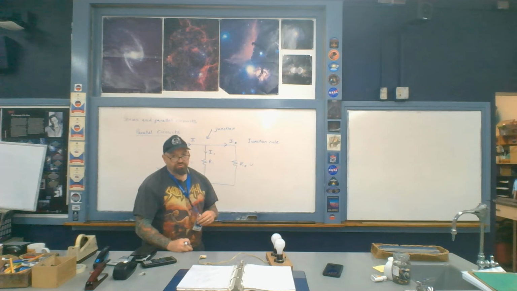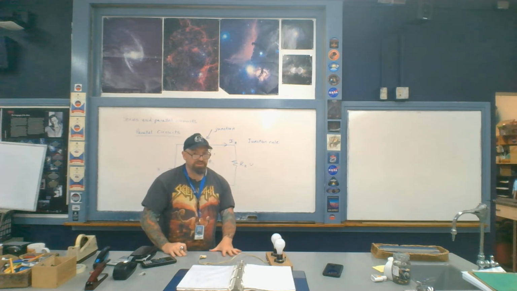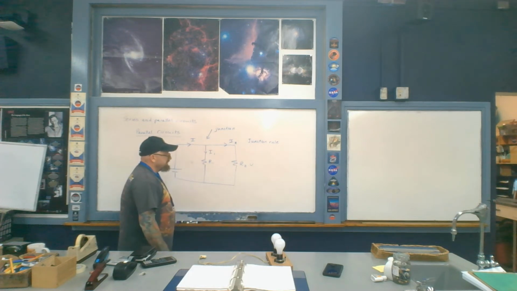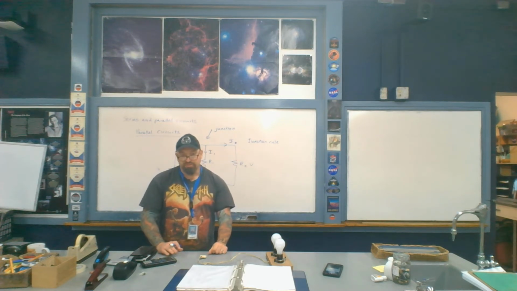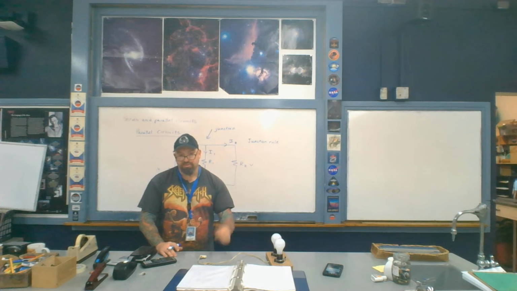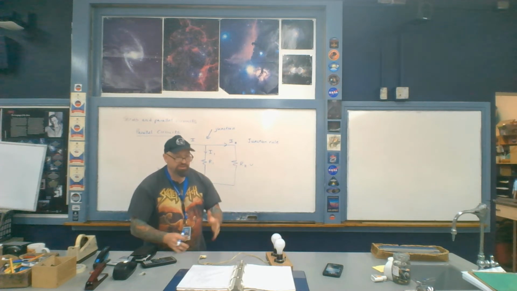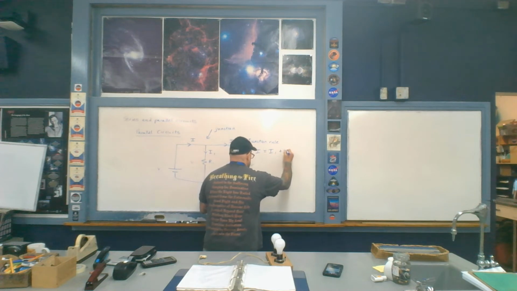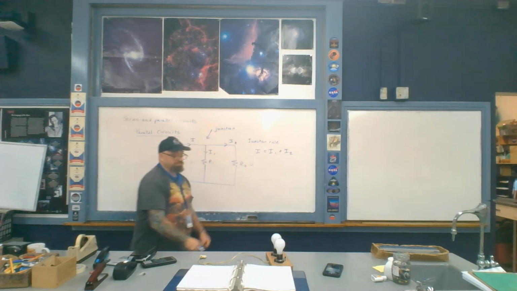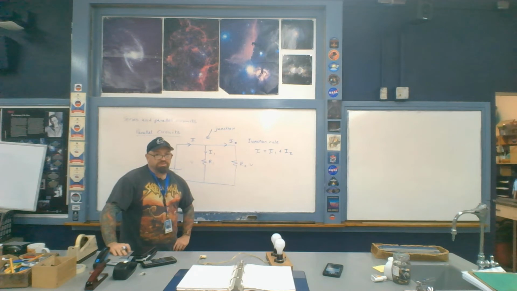For the Junction Rule, very simply, the amount of current that flows into a junction is the same as the total amount of current that flows out of the junction. If the two values were different from one another, that would ultimately be a violation of conservation of energy. So in other words, I is equal to I1 plus I2.